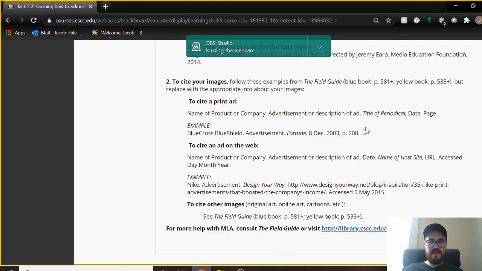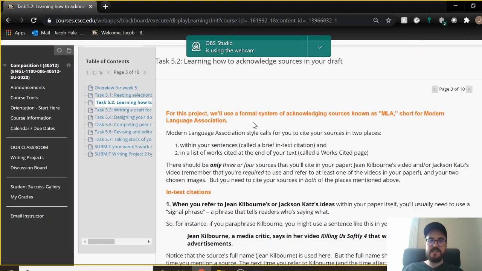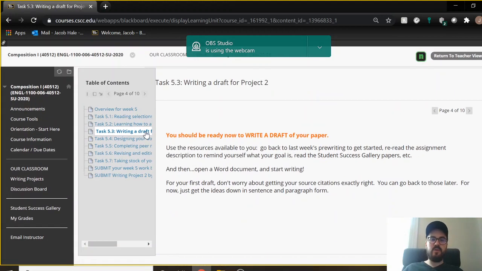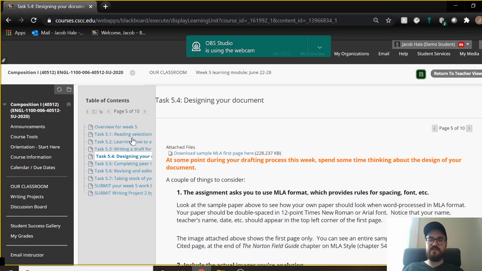Okay, I think that pretty much covers it for task 5.2. Let's go ahead and move on to 5.3. Task 5.3 is just writing your draft. By this point, you've done a fair amount of brainstorming, pre-writing, outlining, a lot of thinking about your draft, so you should be in a pretty good place to begin working. If you feel like you need some extra help, you can always go to the online writing center, which can be found through NetTutor. They will be more than happy to help you with that. Let's go on to task 5.4.